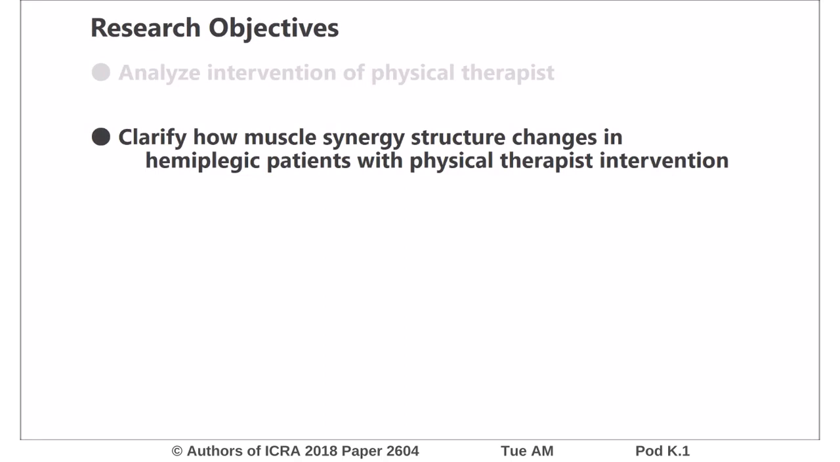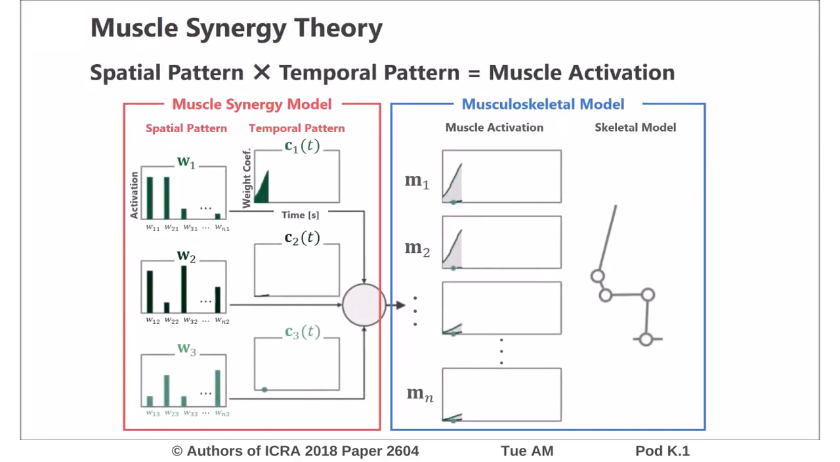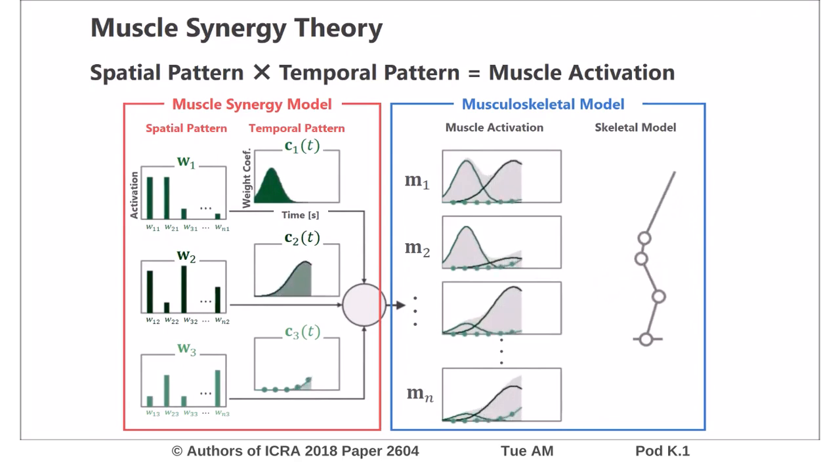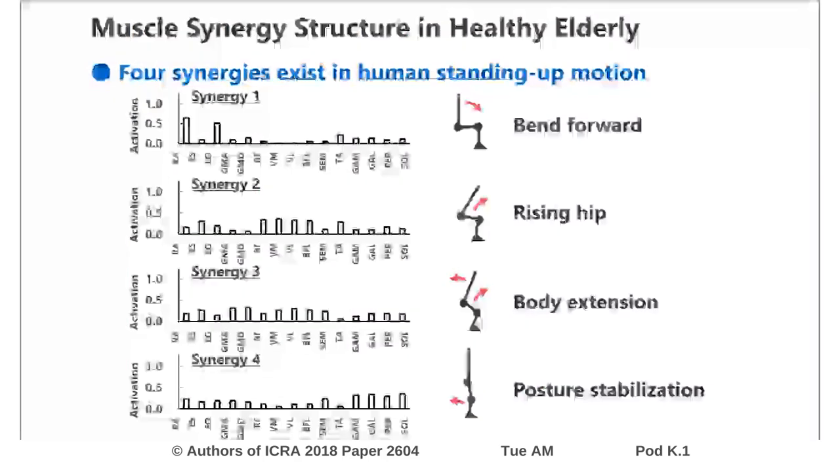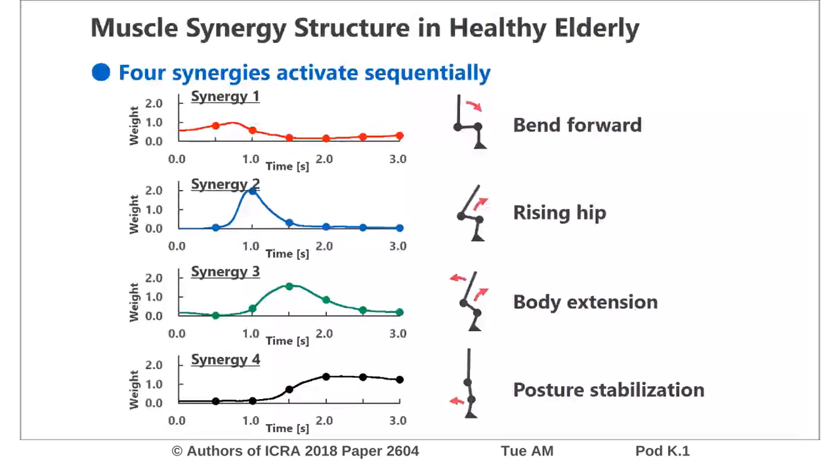Next, I will explain the second objective. This study employs the idea of muscle synergy. Muscle activities are represented by the linear summation of spatiotemporal patterns. Our previous research suggests that 4 synergies exist in the human standing up motion. Furthermore, the 4 synergies activate sequentially.